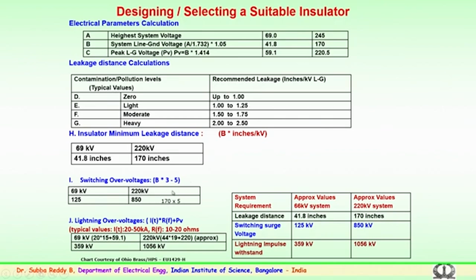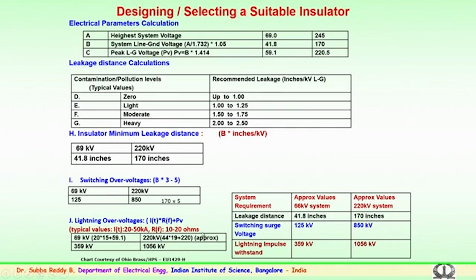Then for calculation of switching over voltages, a factor of B, that is again 170, is taken and a multiplication factor, particularly for 250 kV and lesser, somewhere the factor will be 3 to 5. I have assumed 5 as the multiplication factor. So, for 220 kV, B is 170 into 5, which gives you 850 as the switching surge voltage level for a 220 kV system. These are all the thumb rules which have been indicated here.